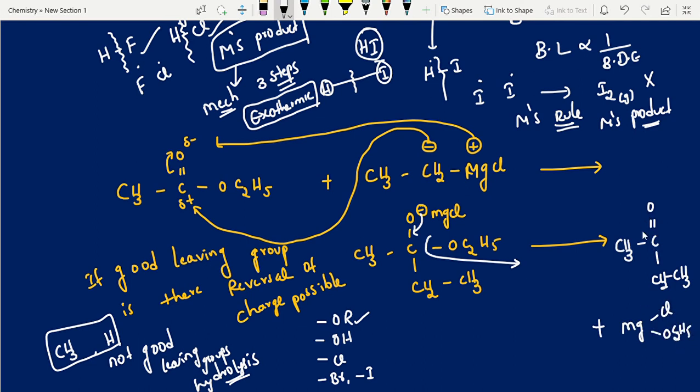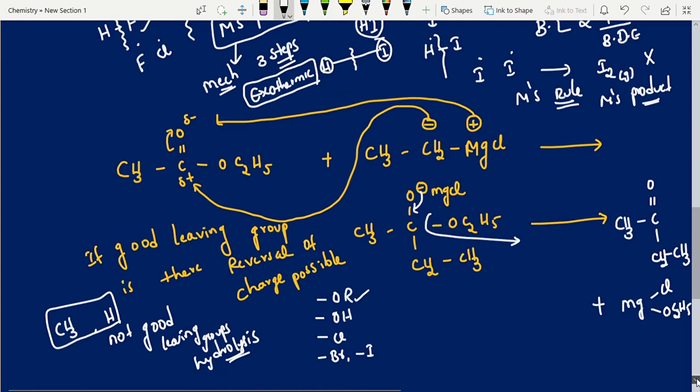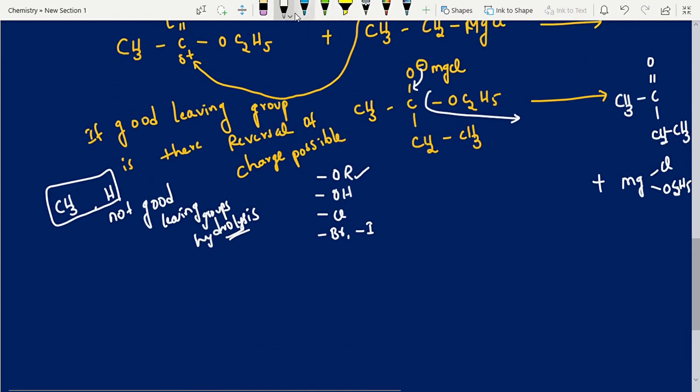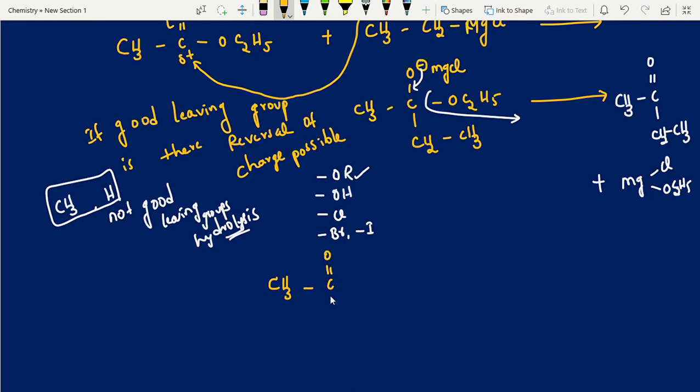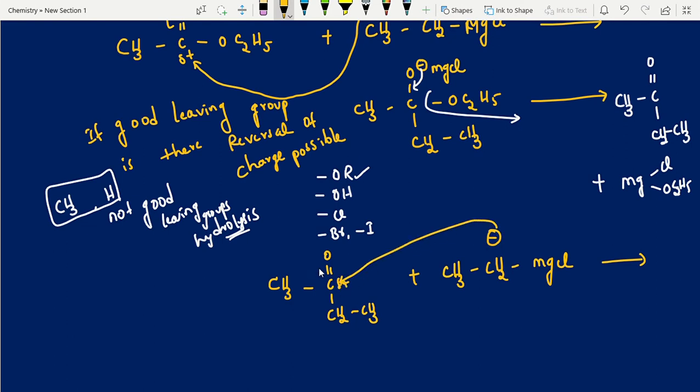What is the final product? See, an active site is generated. If an active site is there, it can use another mole of Grignard reagent. See, this one I am writing here: CH3 C double bond O CH2 CH3, right? So another mole of Grignard reagent it is using. If the active site is there, automatically it will take another mole and a further reaction will occur. Again it acts as an electrophile. So this is the condition. That's it. Now this is plus 2, which will go and attack here.